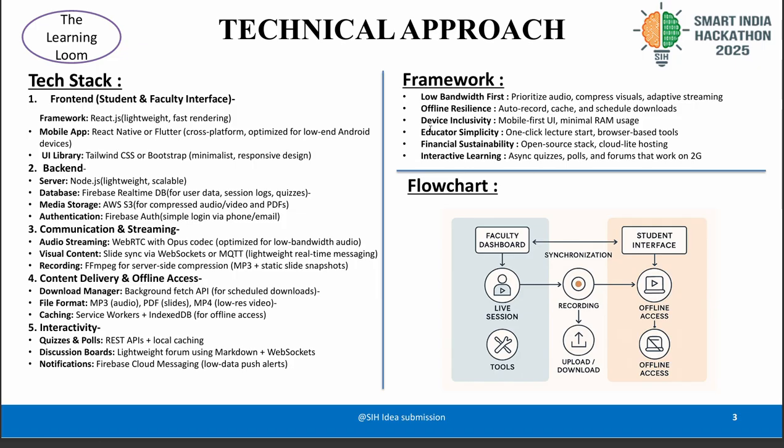For interactivity, we have quizzes and polls, discussion boards, notices, and a chat box. As you can see in our flow chart, there are two types of interactivity: a faculty dashboard and a student dashboard, which are synchronized. When faculty upload a video, it goes to the student interface, and there are upload and download buttons. There are many tools and options, and it also gives offline access.